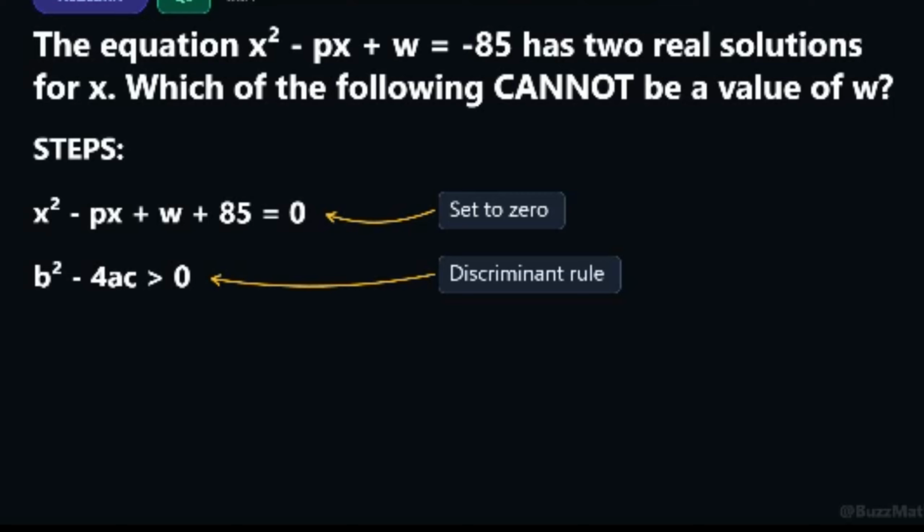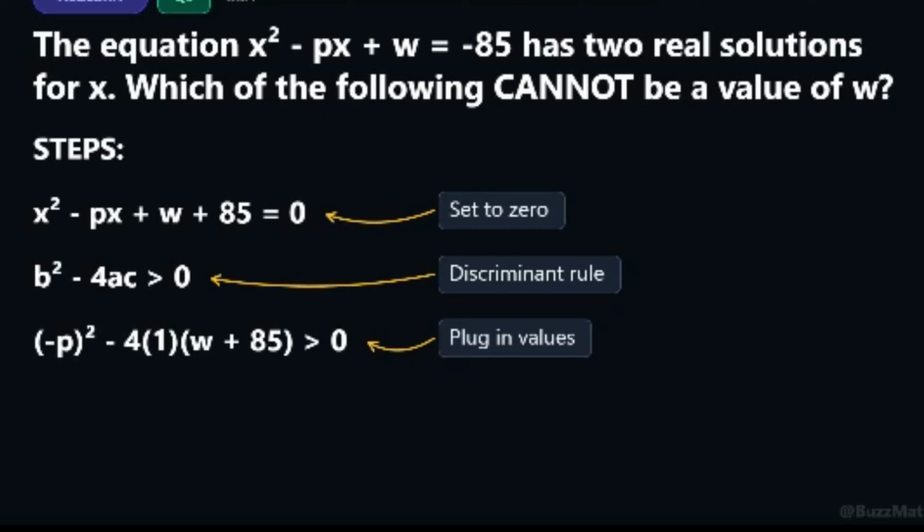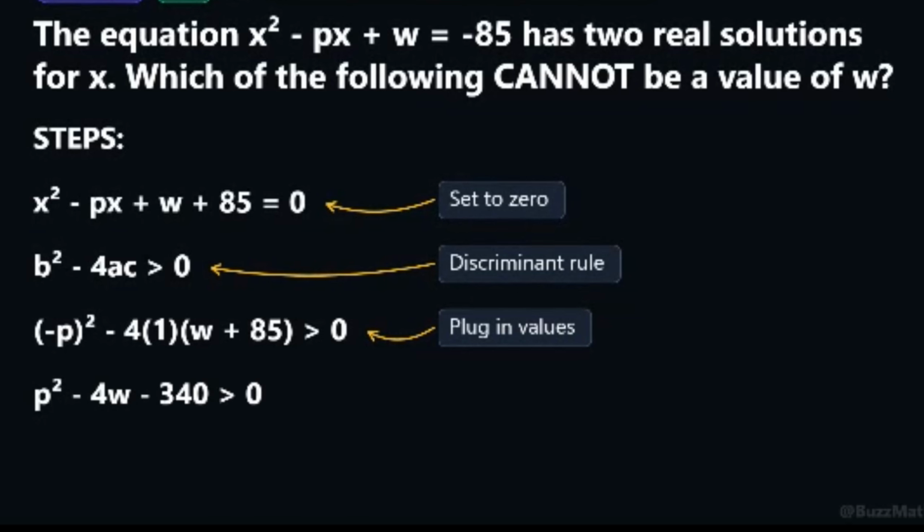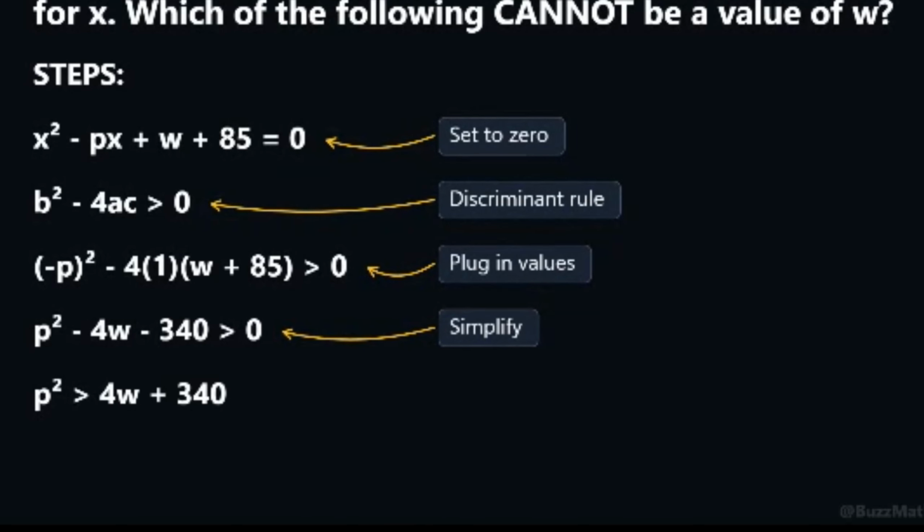Discriminant rule. Let's plug in our specific values. Our a is 1, our b is negative p, and our c is everything else, w plus 85. p squared - 4(1)(w + 85) > 0. Plug in values. Simplify that down. We get p squared minus 4w minus 340 must be strictly greater than 0. Simplify. Add the w and constant to the other side to isolate p squared. p squared > 4w + 340.